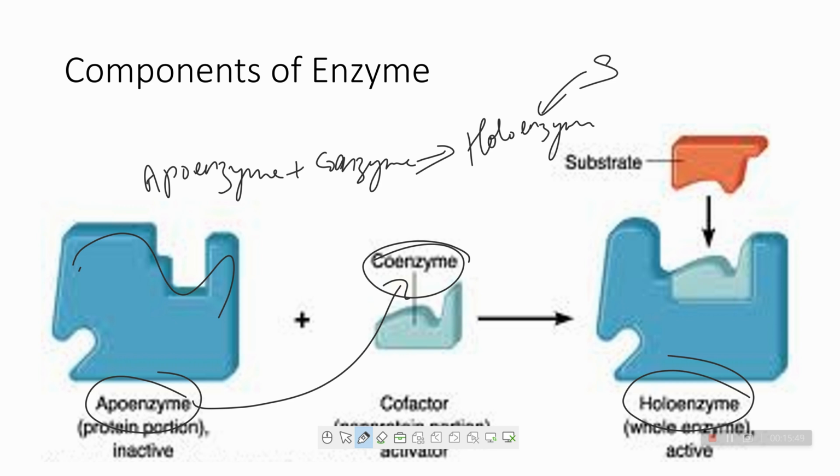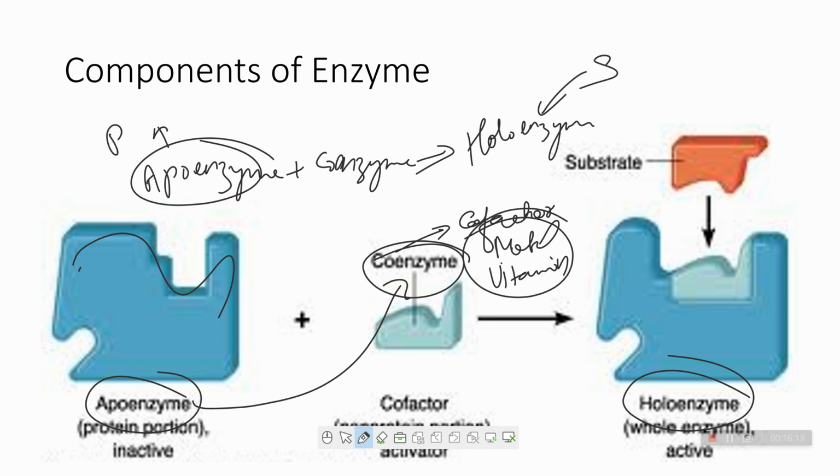What is coenzyme? Coenzyme is a cofactor. Cofactors contain metals, vitamins, and minerals, which increase the rate of reaction. It is a substance that increases the rate of the reaction. And what is the apoenzyme? Apoenzyme is a protein molecule.